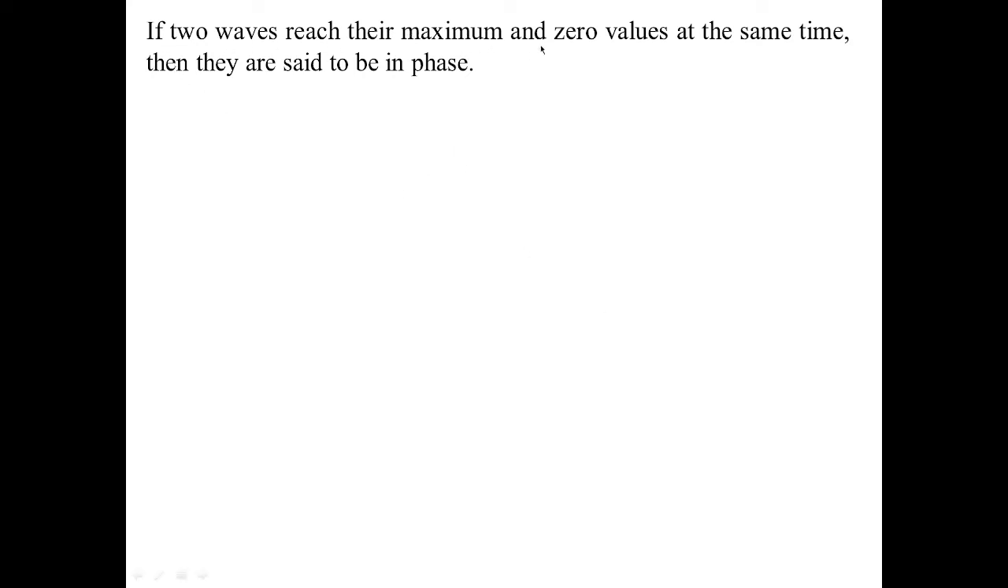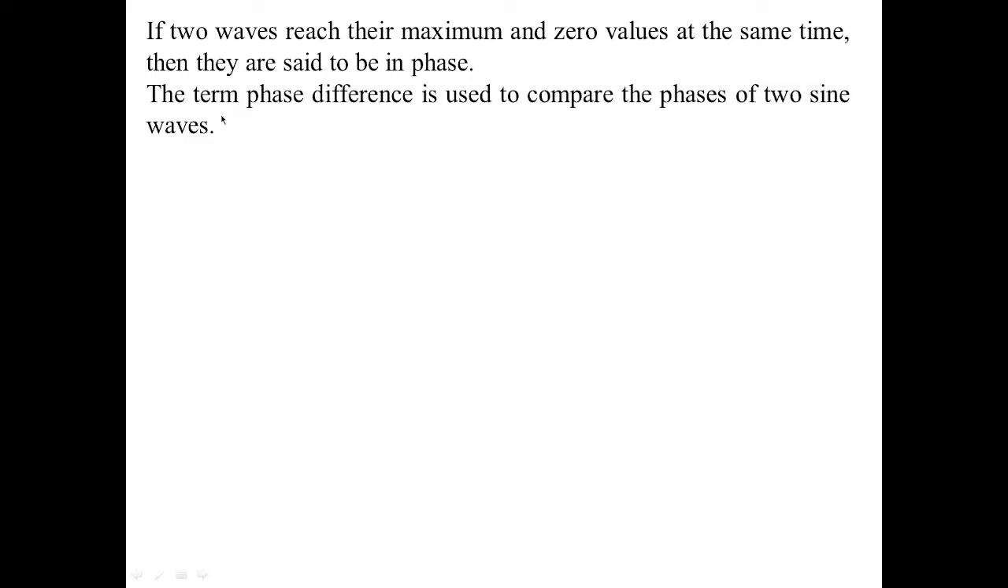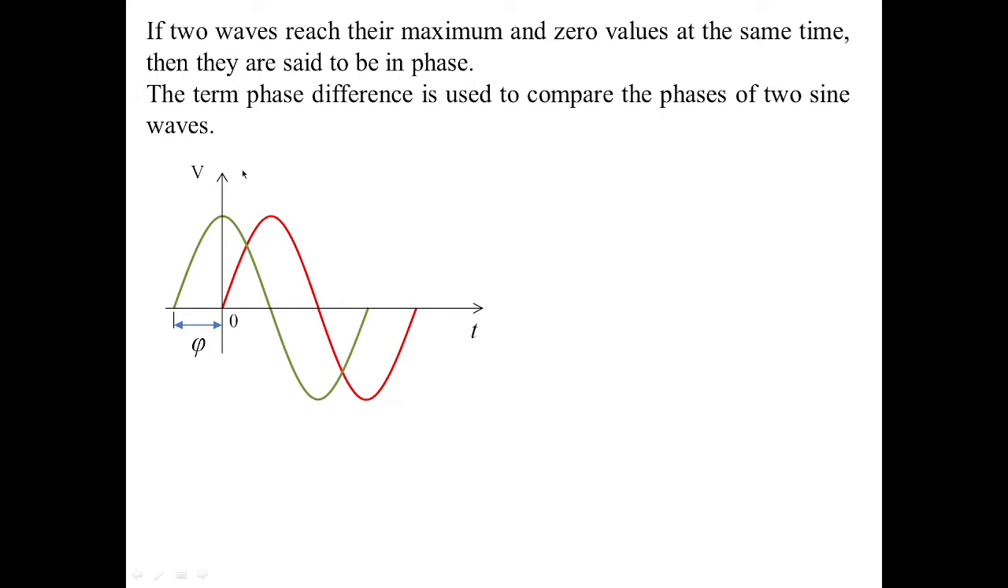What we have seen from our previous classes is about the waves, that is, if two waves reach their maximum and zero values at the same time, they are said to be in phase, whereas the phase difference term is used to compare the phases of two sine waves. So this we have derived from our previous class.